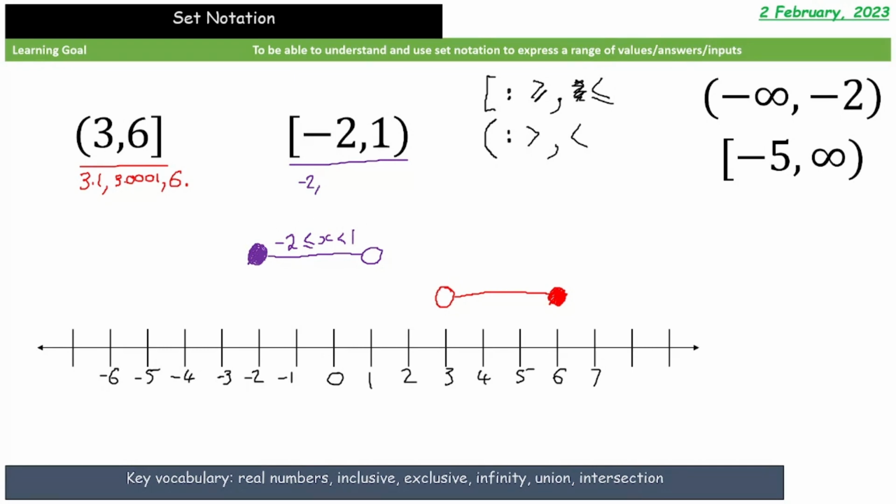Okay, very, very simple, but look how neat that is in comparison to using inequalities, and that's why we use it, because as mathematicians we like to be efficient, so we try to write as minimal as possible if we need to, because sometimes these get quite long.